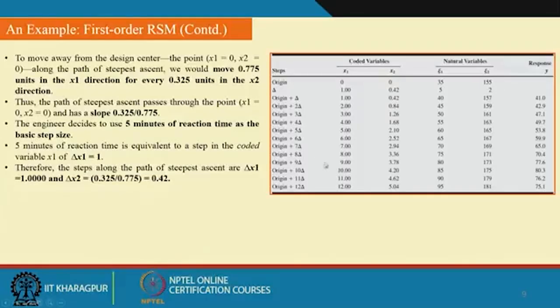Okay. So, you see in the slide, we have fixed delta in coded units and in natural units. Now, origin plus delta, where the origin is 0, 0. This is the coded unit and this is the natural units, and you conduct the experiment and your response value is this, followed by the second step, which will be 2. That means coded variable x 1 goes 1, 2, 3, this way you are changing, and x 2 you are changing accordingly, 0.42, 0.84 like this. The resultant natural values are required, because when you do the experiment, you have to set the process parameters according to these values, and then after the experiment you will get the y value.